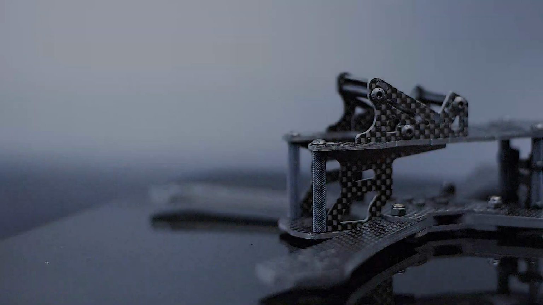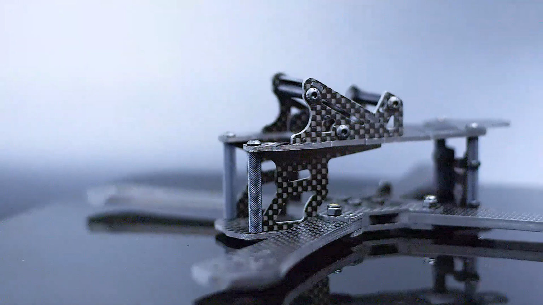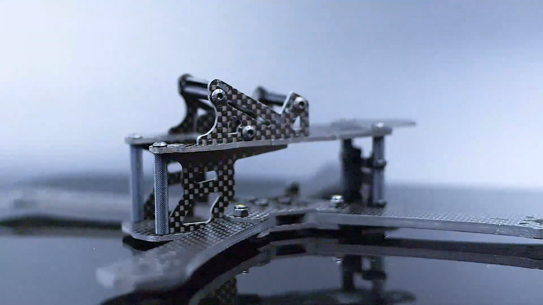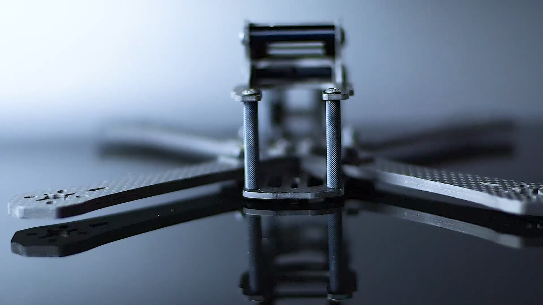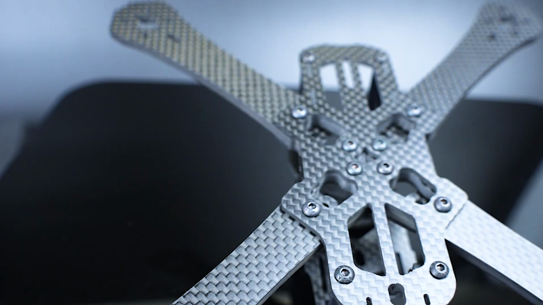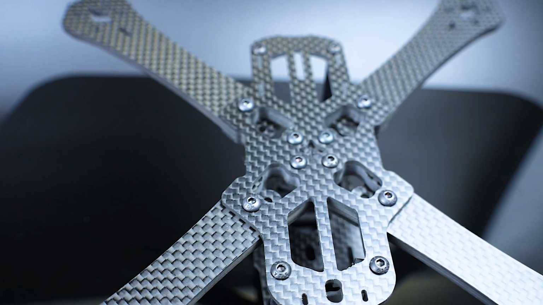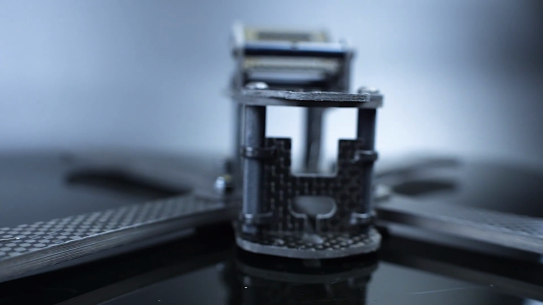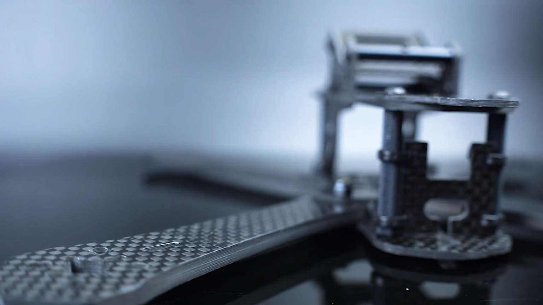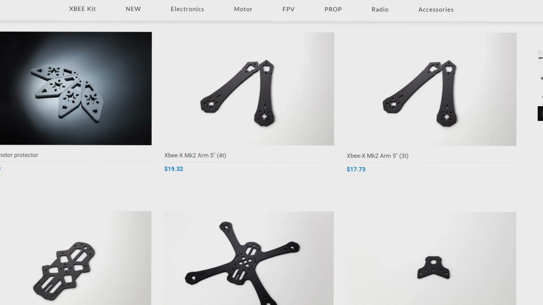We were given a choice of which frames we'd like to review, and I chose the XBee X Mark II first because it suits my style of flying, the style of crashing a lot. Anyways, it looked the most durable, and unlike a unibody, you can easily swap out the damaged arms, and you have the option to change to a different arm size to accommodate bigger or smaller propellers.